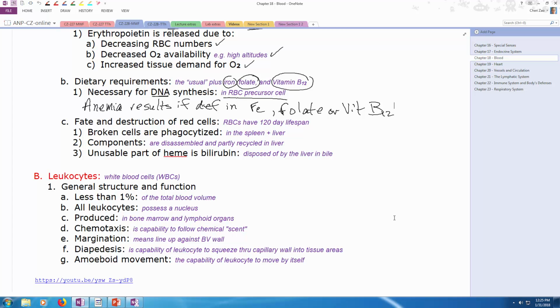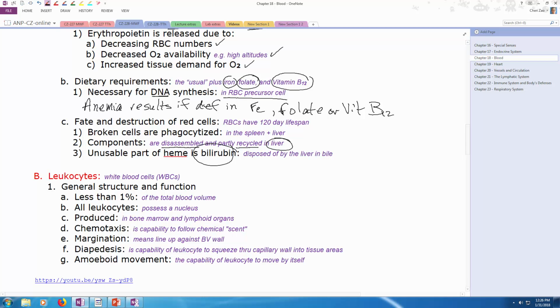The components of red blood cells, after they're phagocytized, are basically broken down and then recycled in the liver. So the spleen's the bigger player in uptake, but the liver is the biggest player in breaking things down and recycling. The unusable part of heme, we're not able to actually break hemoglobin all the way down, and so there's this heme that we cannot recycle, and we make it into bilirubin, which is put into your bile.